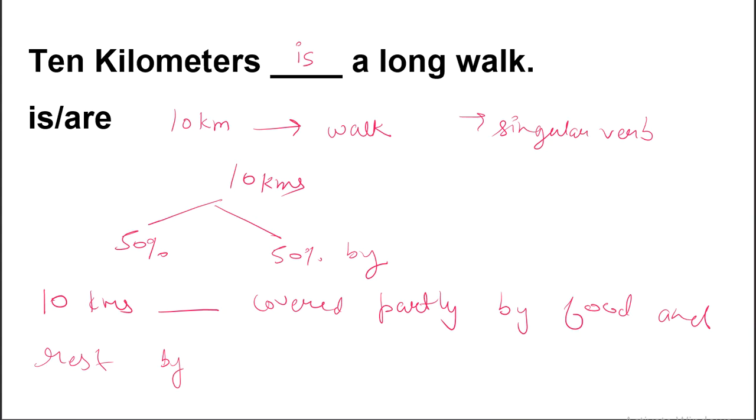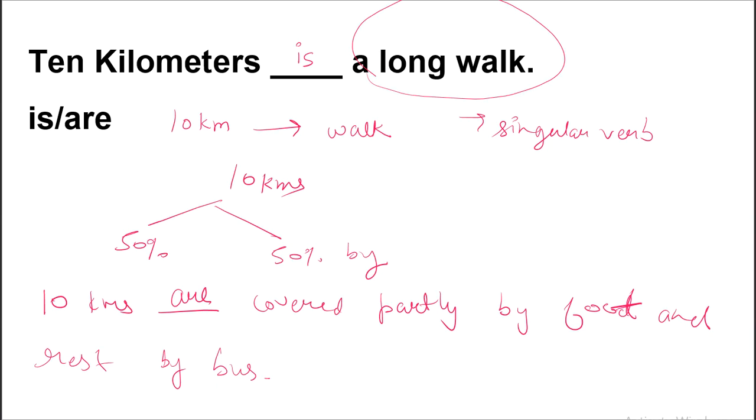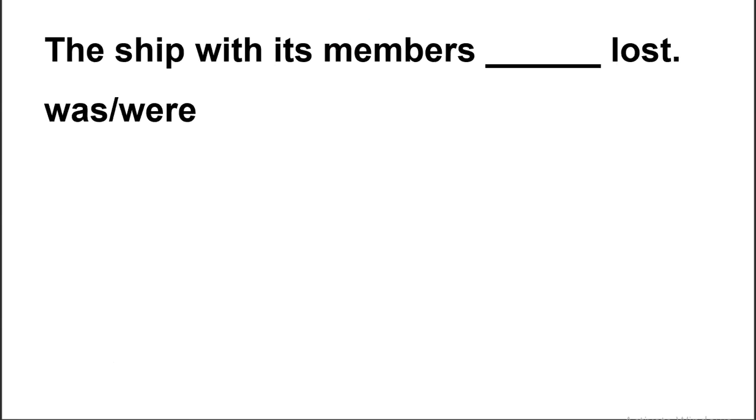rest by bus. So now you can see I have divided my 10-kilometer journey into two parts. In which two parts? I will be covering partly by foot and the rest by bus. Since I have divided this 10-kilometer journey into two parts, I will be putting "are" here. And यहाँ पर एक ही बार आप एक ही वे में कवर कर रहे थे, that means through a long walk you are covering that journey. That's why I have used "is" here. Clear the difference?